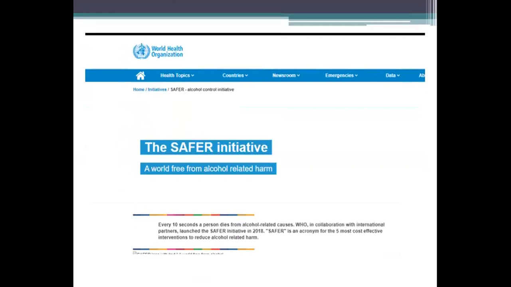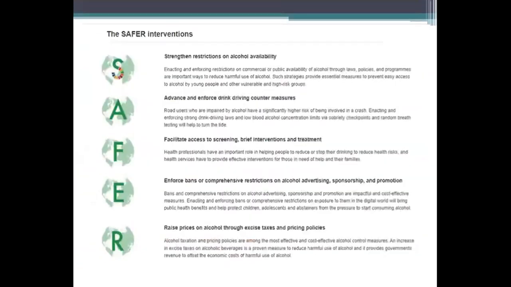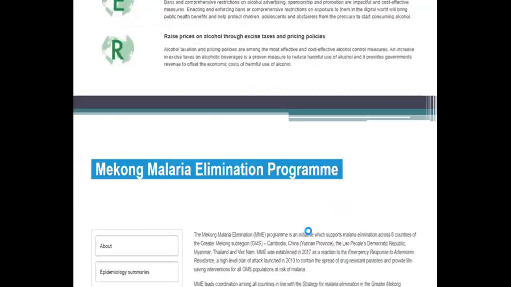Another strategy given by WHO is the SAFER initiative, which is for a world free from alcohol-related harm. SAFER includes: S, strengthen restrictions on alcohol availability; A, advise and enforce drink driving countermeasures; F, facilitate access to screening, brief intervention and treatment; E, enforce bans on comprehensive restrictions on alcohol advertising, sponsorship and promotion; R, raise prices on alcohol through excise taxes and pricing policy.